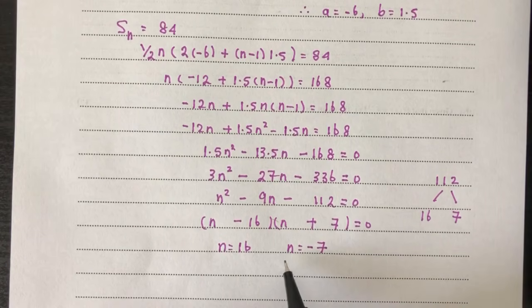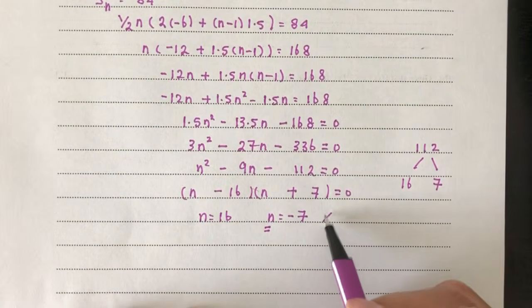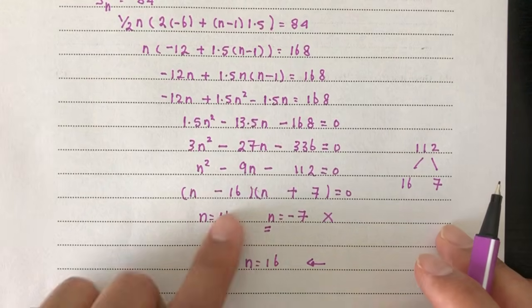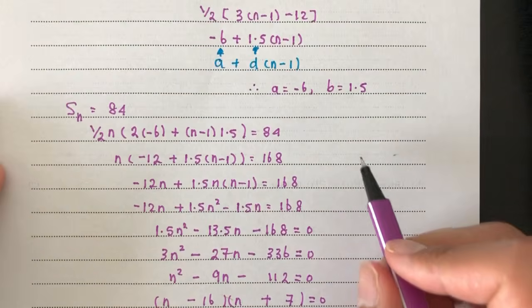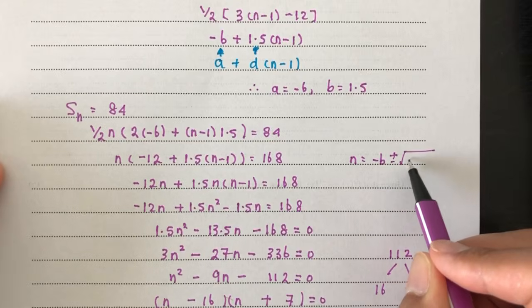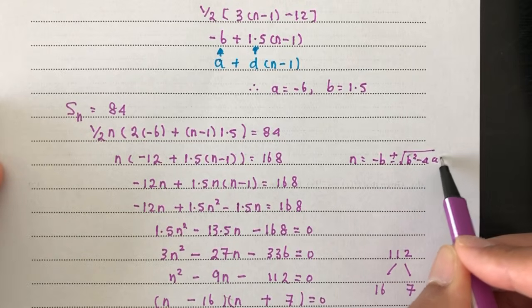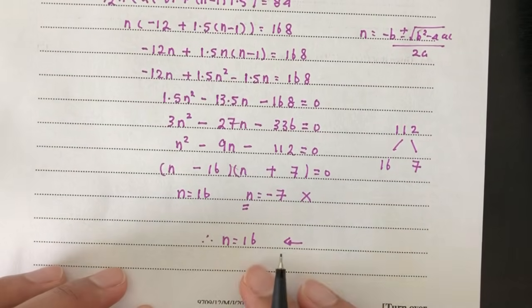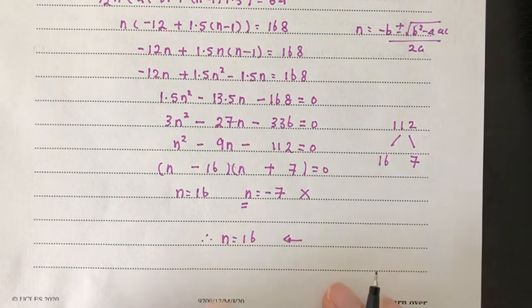So now we have to know what this n represents. n represents the number of terms. It cannot be negative, so it can only be n equal to 16. Now another thing is that if you cannot solve by factorization, you can always solve by using the formula, which is n equal to minus b plus or minus square root of b squared minus 4ac, divided by 2a. So you can use this formula, you will have the same answer as well, n equal to 16.